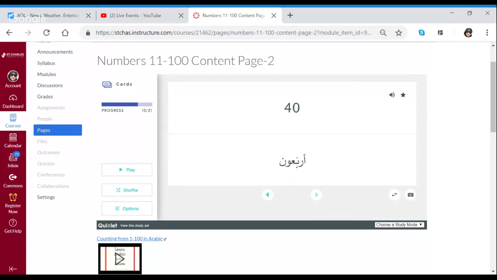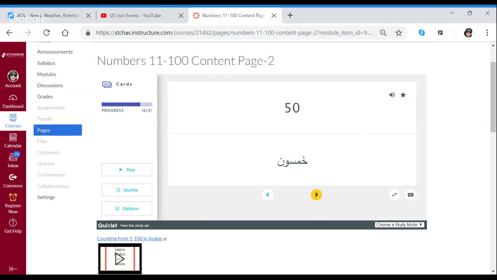Very good. And then we get to Khamsoon. Khamsoon is 50. Try it. خمسون. Good. How do we say 51? واحد وخمسون. 52. اثنان وخمسون.